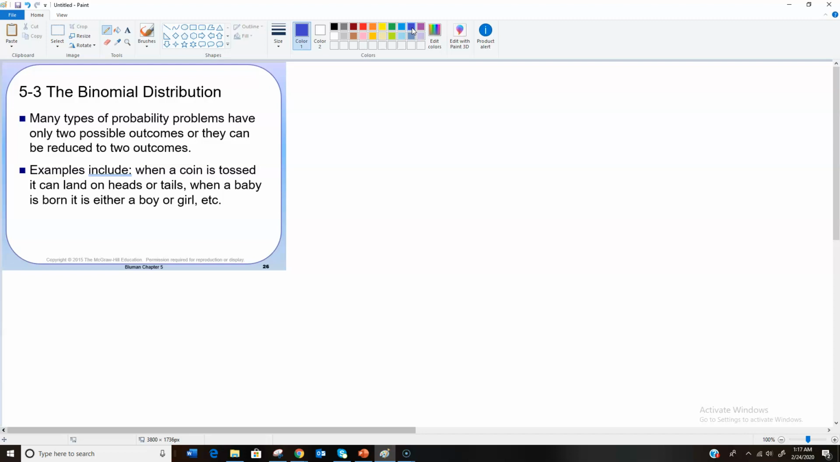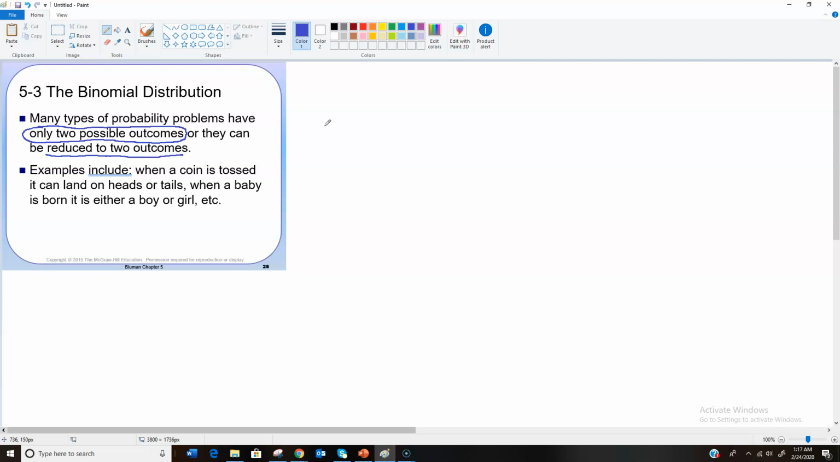So before we can use this formula, we have to have a specific type of problem. The type of problem that we're going to be using this on are probability problems where you can have only two possible outcomes. Now, that seems like it would be rather limited, but in a lot of cases, even though there's more than two outcomes, we can reduce the outcomes to two outcomes.